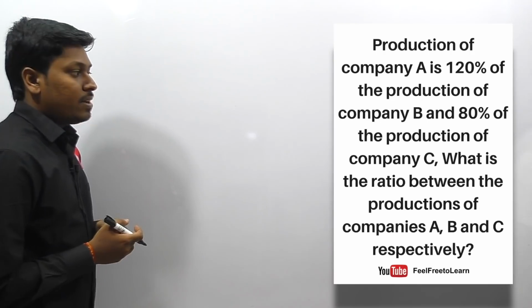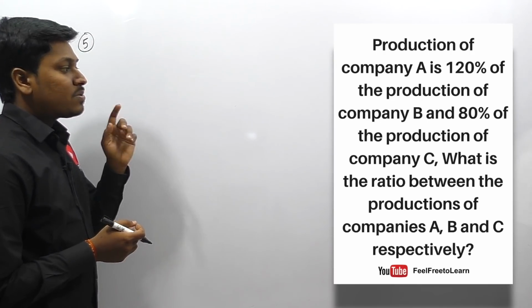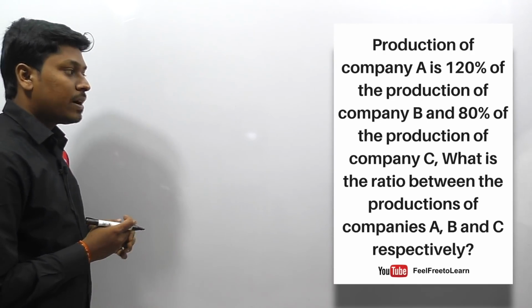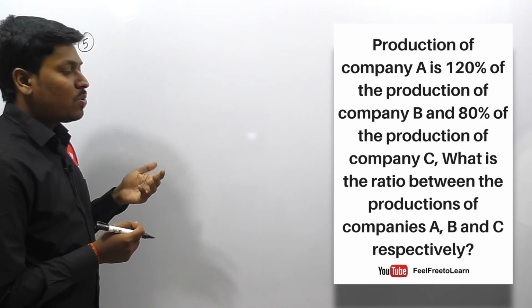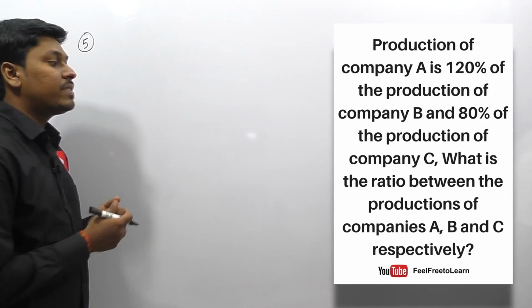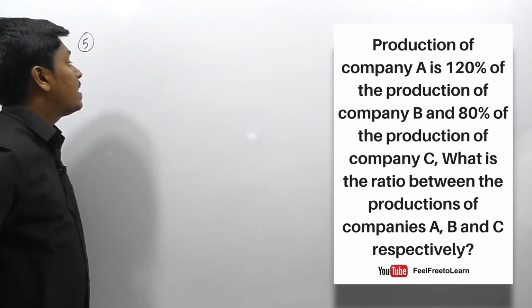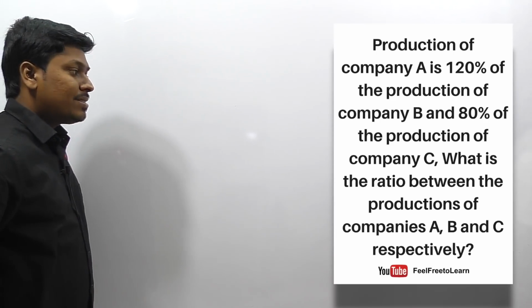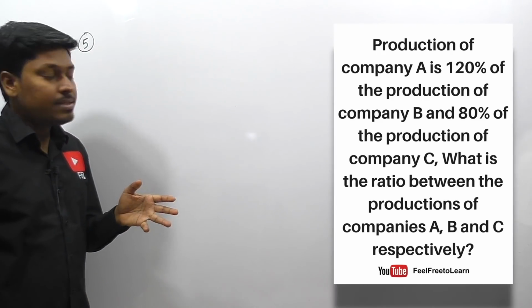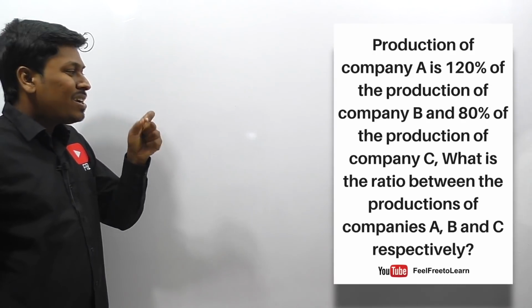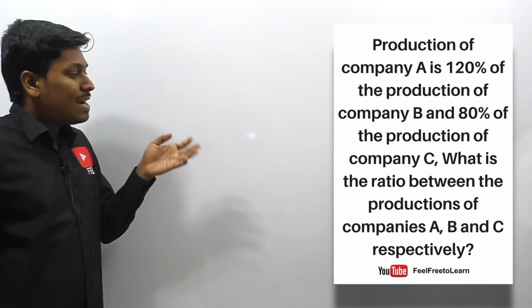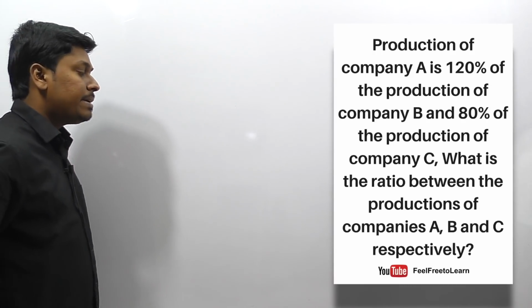Question number 5. Production of company A is 120% of production of company B and 80% of production of company C. So what is the ratio between the production of company A is to B is to C? So friends, our target is to find the ratio of production of all the 3 companies. But listen here friends, production of company A is 120% of company B and 80% of company C, right?